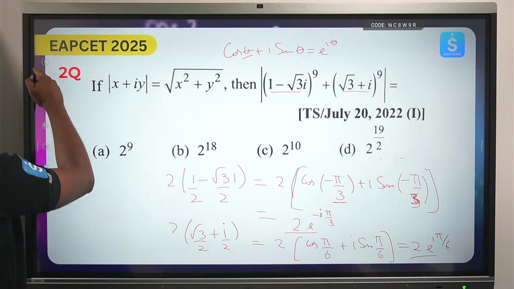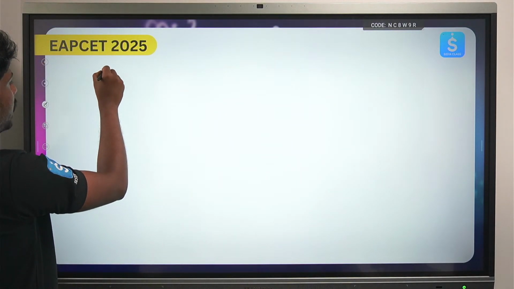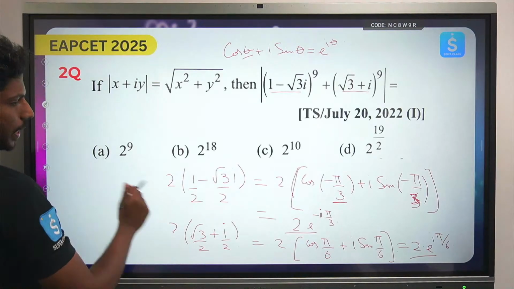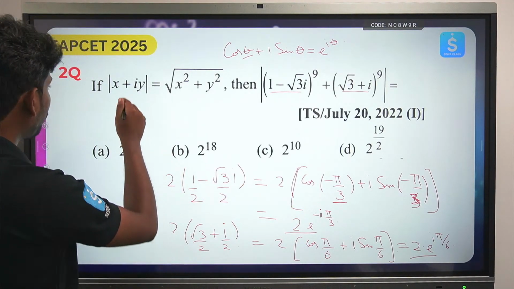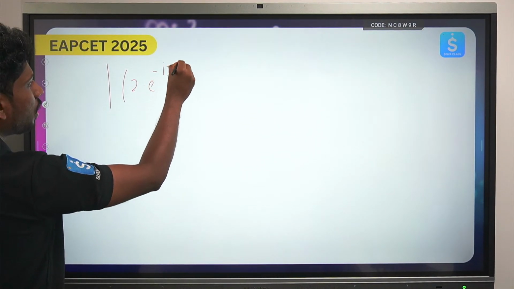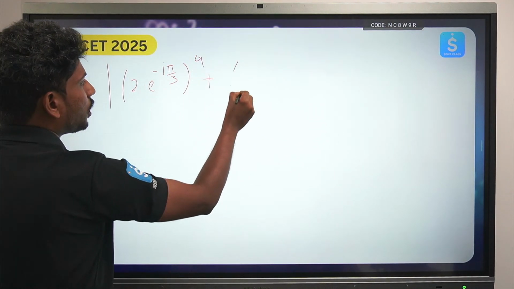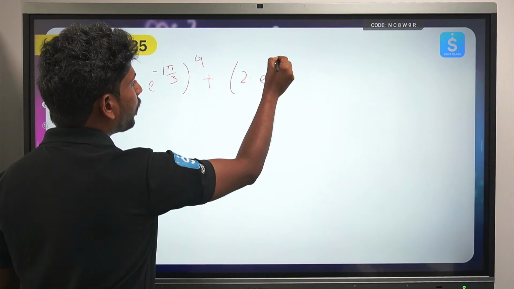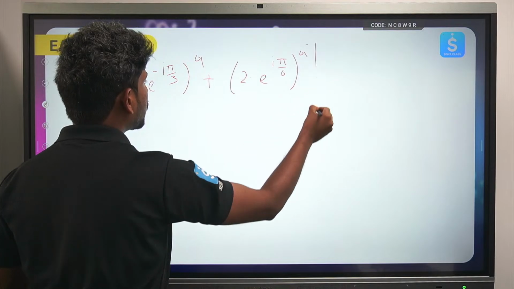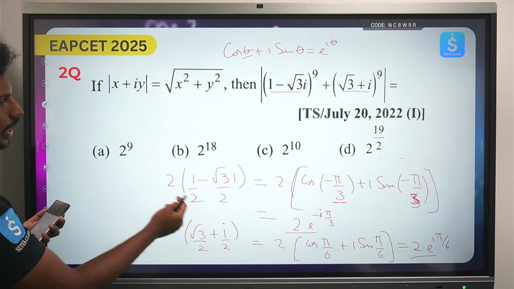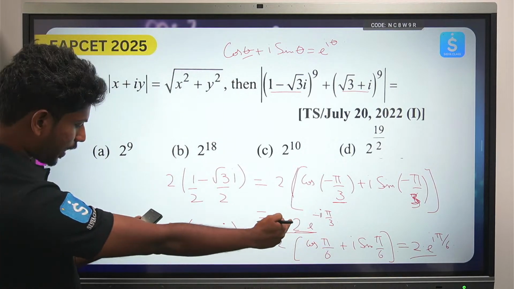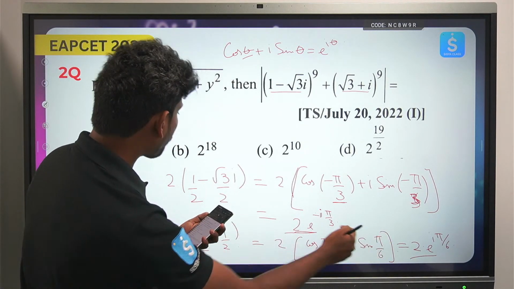So we have seen for the first value we have got 2 e power minus i pi by 3, whole to the power 9, plus 2 e power i pi by 6 for the second one, whole to the power 9. This is what they are asking the modulus of. Is this clear? Everything I have converted: 1 minus root 3i I have found as 2 into e power minus i pi by 3, and the second one is 2 e power i pi by 6.